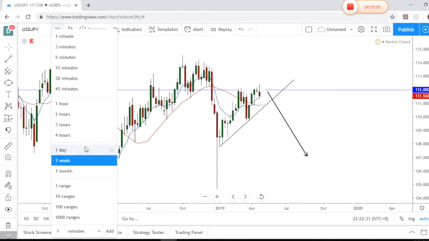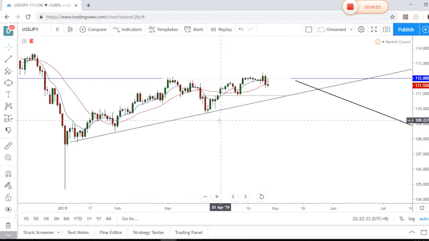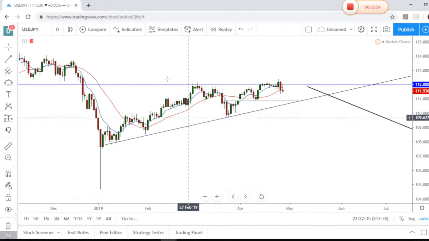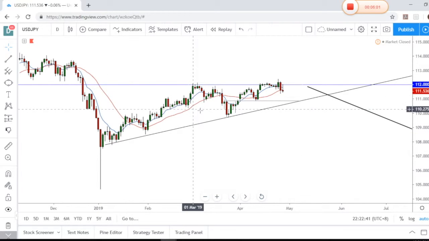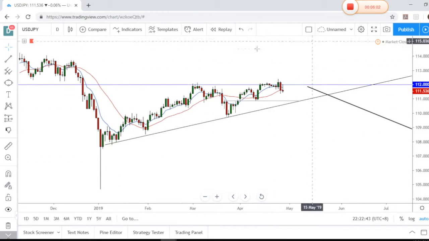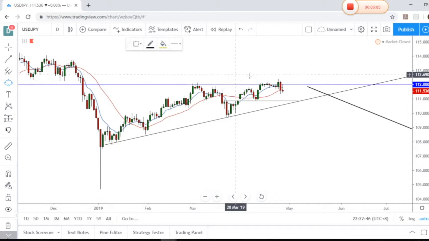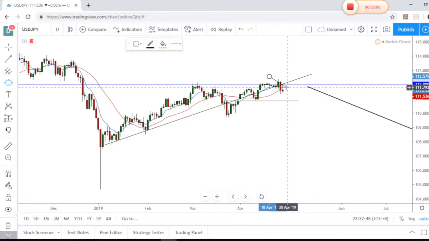Back to the daily time frame, we can see that overall it is still an uptrend, where we can see a higher low and higher high, higher low and higher high, and so on. Over here we can see there is possibly a false breakout right here.